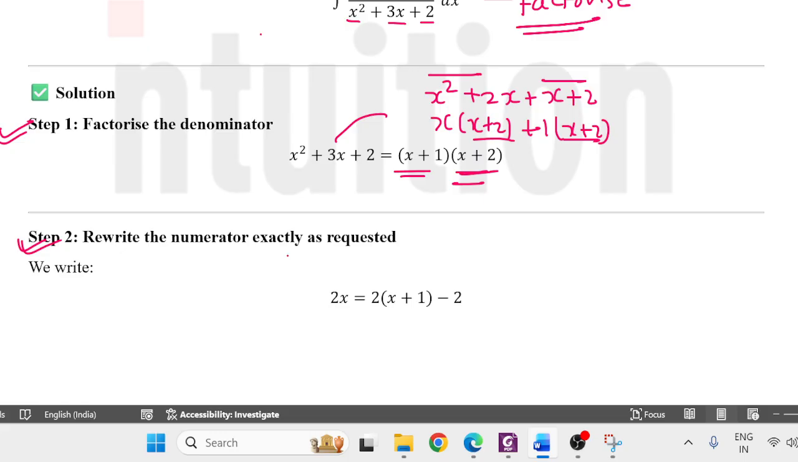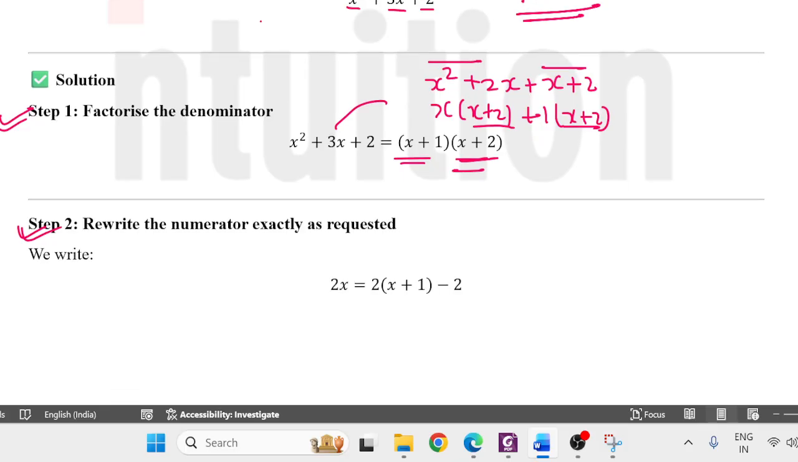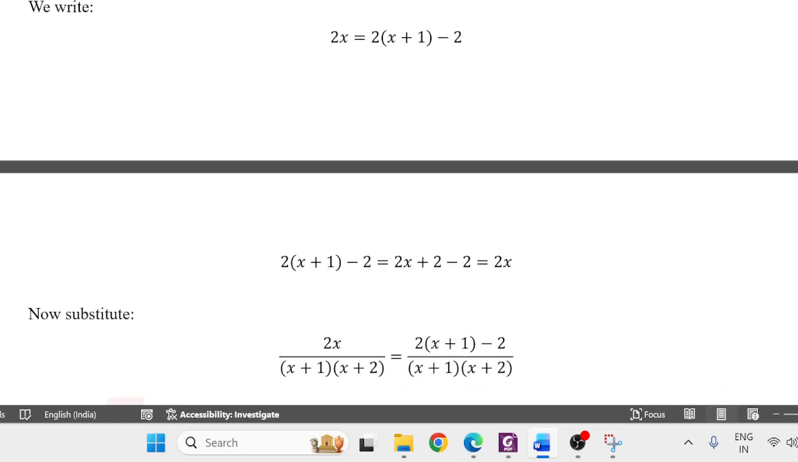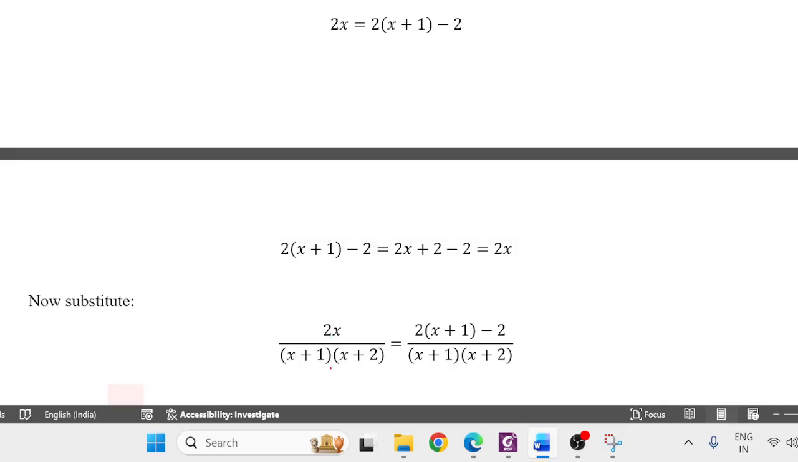We have to match with the denominator, as we were talking previously, so that one term gets cancelled. Our target is to cancel this x plus 1. So what we did here, if you look at it, the numerator was 2x, isn't it? The numerator is 2x and I wrote 2 times (x plus 1) minus 2.